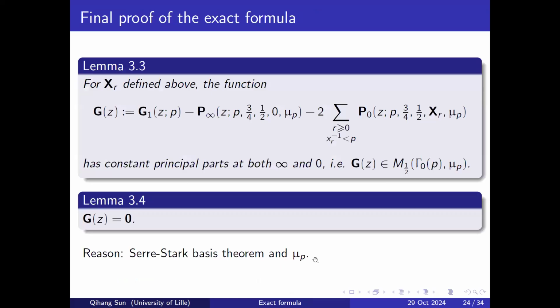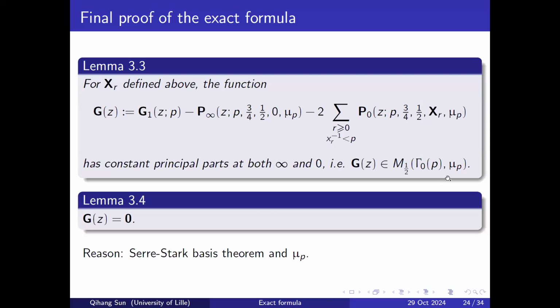After everything is set up, we have our vector G1 to be matched for its principal part. We have P infinity to match its cusp at infinity. We have P0 to match its principal part at cusp 0. If we subtract everything, its principal part should be constant, which means in the theory of harmonic Maass forms, it will just be a holomorphic modular form.